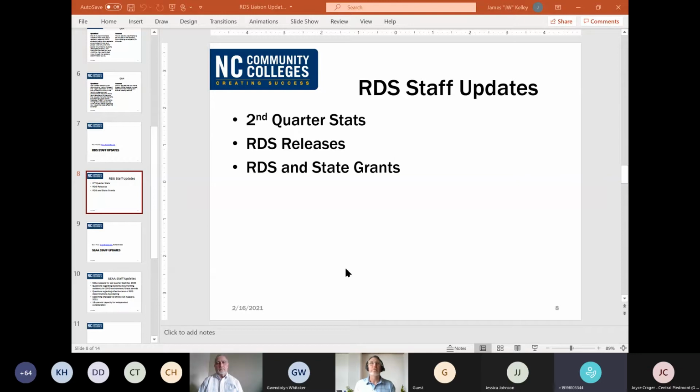We also have posted, and I did send this out on the listserv, the new call center hours for the RDS student call center. We were looking at the numbers of the statistics and realized that we could shorten our hours during the week. So instead of being until 8 p.m.